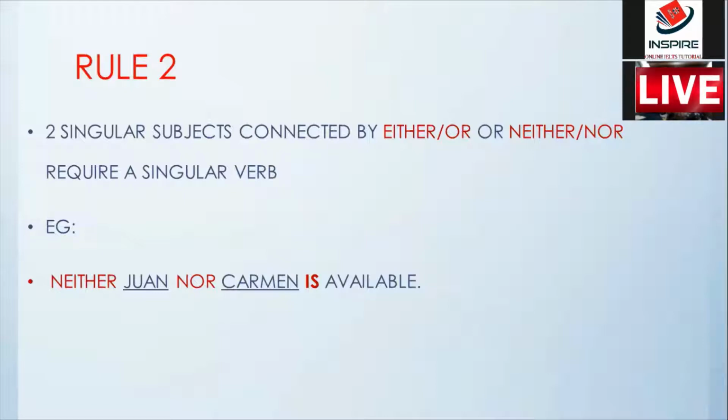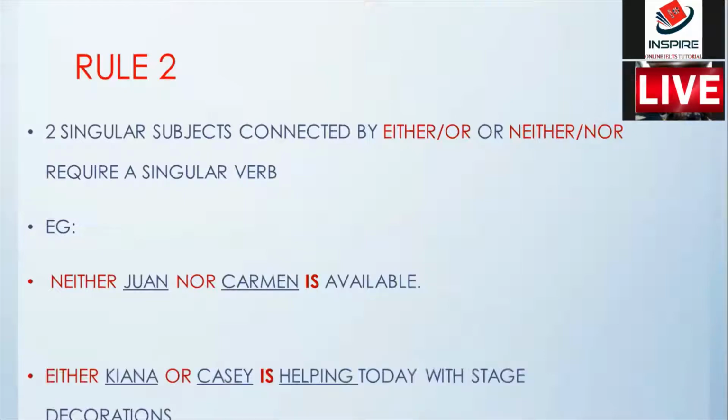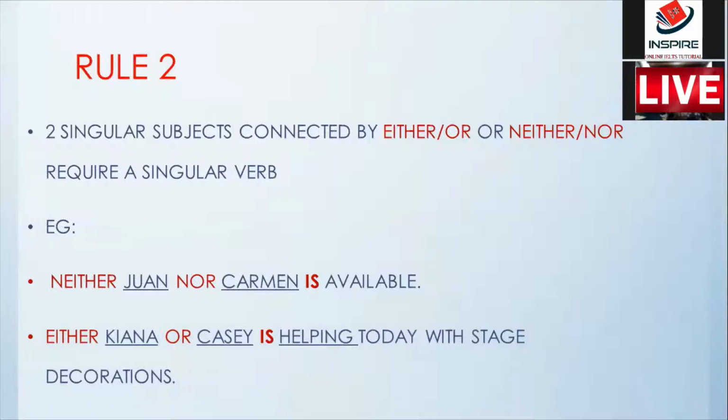Okay, so neither nor. If some singular subjects are connected by either or neither nor, again it will take a singular verb. Another example: either Kiana or Casey is helping today with the stage decorations. You can see Kiana and Casey are the singular subjects and is the singular verb. When two singular subjects are connected with either or neither nor, it will take a singular verb.